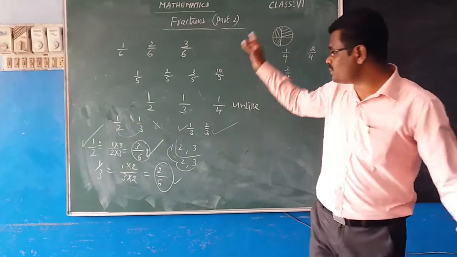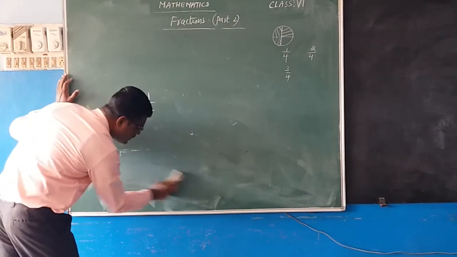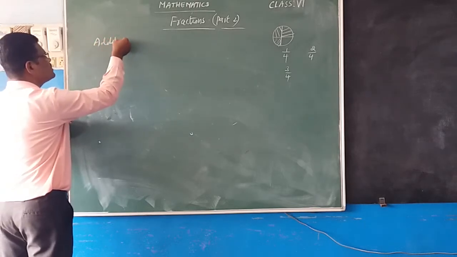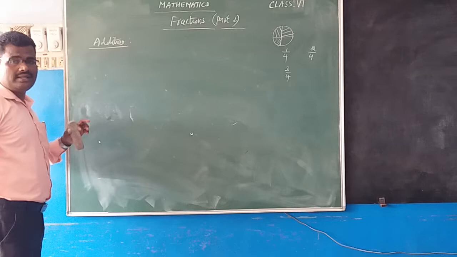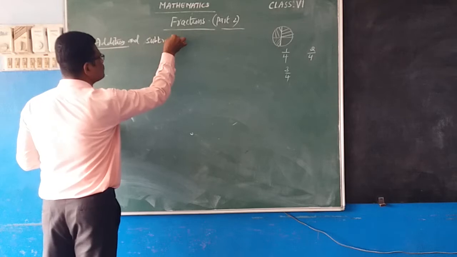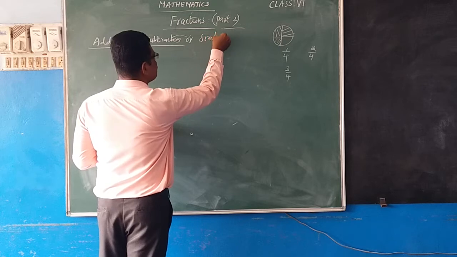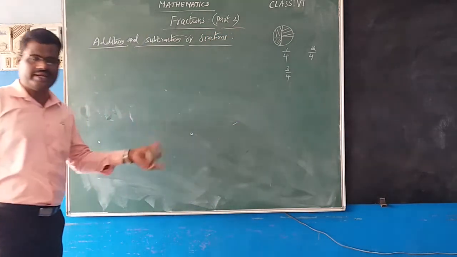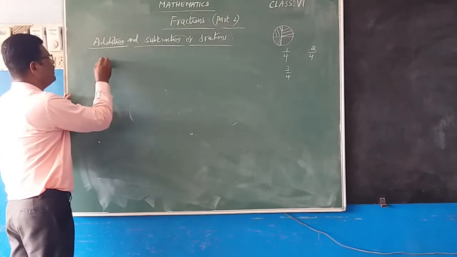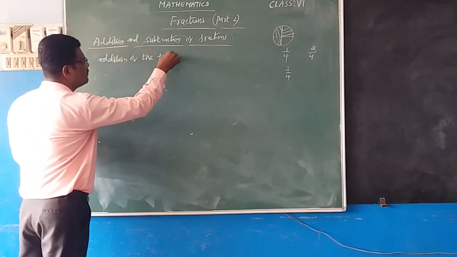Clear? So this much you have seen in the last class. Now let's see addition and subtraction of like fractions and unlike fractions. Already we have seen different kinds. In that, I'll take up like and unlike fractions. So let's see addition of like fractions.